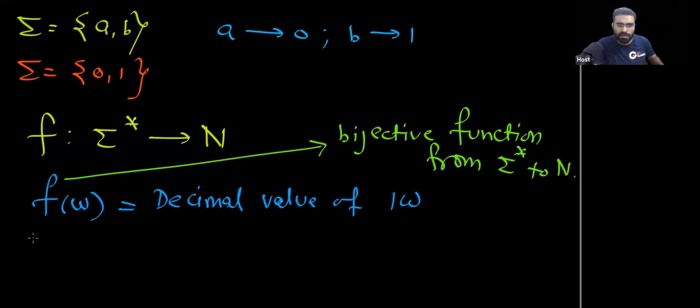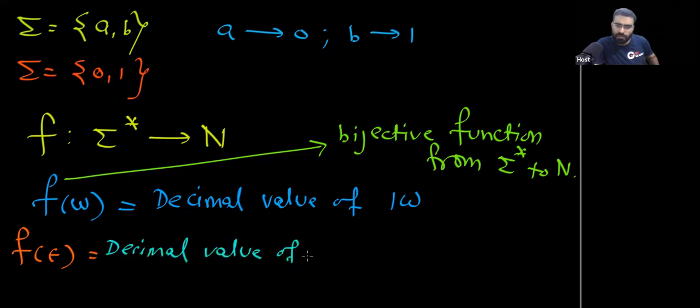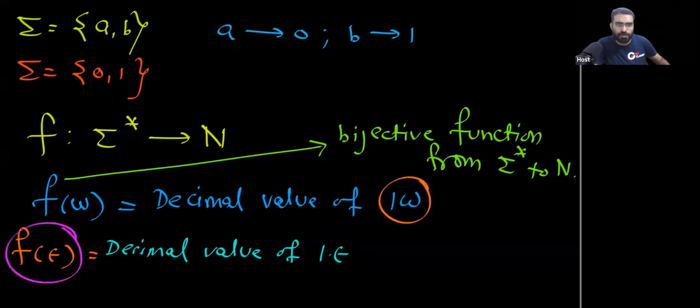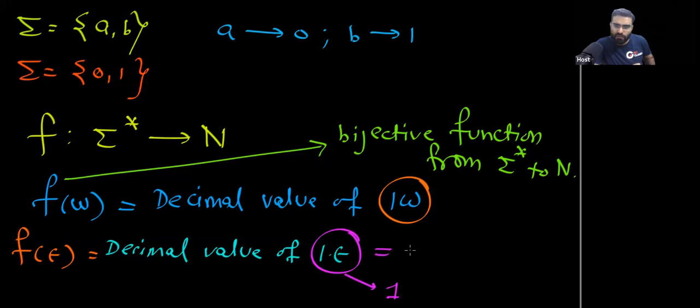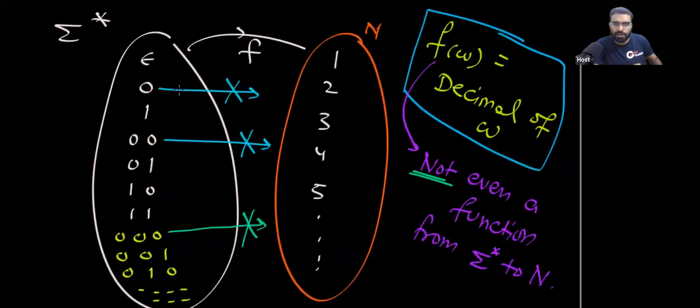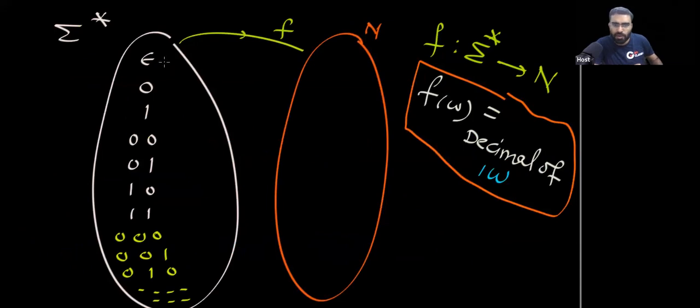Is this clear? Okay. Tell me, what will be the image of epsilon? That will be the decimal value of 1 epsilon, because remember, f of w is the decimal value of 1w. Just put 1 before it. 1 epsilon is simply 1, so the decimal value is 1. So the image of epsilon is going to be 1. Yes or no? Very simple.